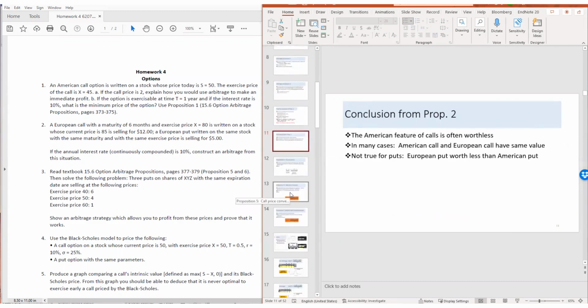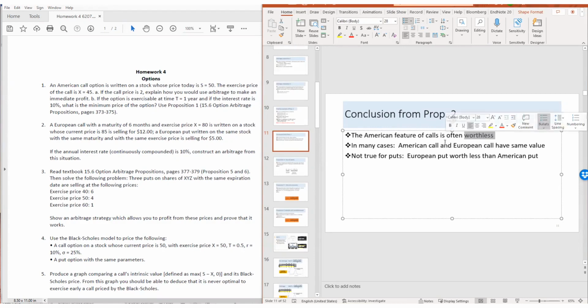The intuition, or how can we interpret proposition 2? You're going to see that the American option has a feature, for calls on stocks that do not pay dividends, that is often worthless. The feature is specifically the early exercise option. In many cases, American options and European options have the same value, as long as the underlying asset does not pay dividends and they are call contracts.